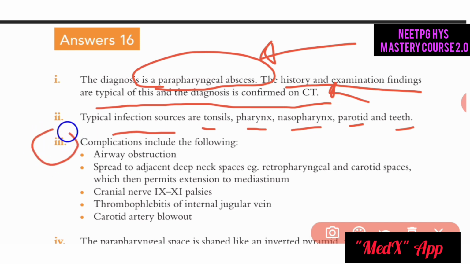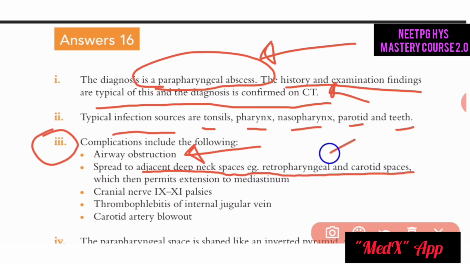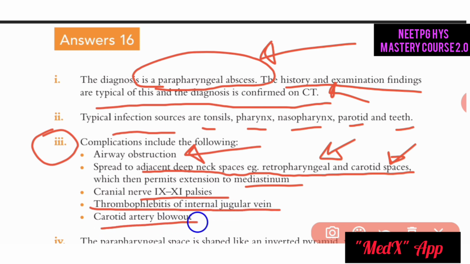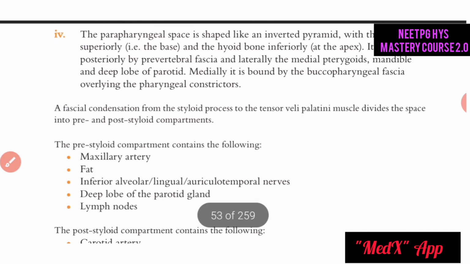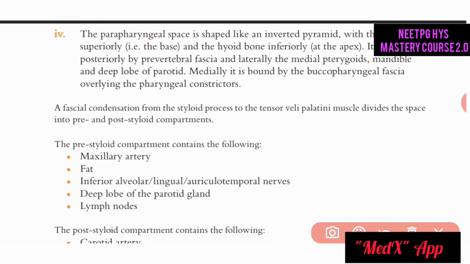Now, why is it dangerous? What complications can happen? The patient might present with airway obstruction due to increasing size of the abscess. The infection can spread to other deep neck spaces like the retropharyngeal space, carotid space, and to the mediastinum. It can cause cranial nerve palsies like 9, 10, 11, 12, mostly 9 to 11, thrombophlebitis of IJV, and very dangerous, carotid blowouts. Dangerous but rare.